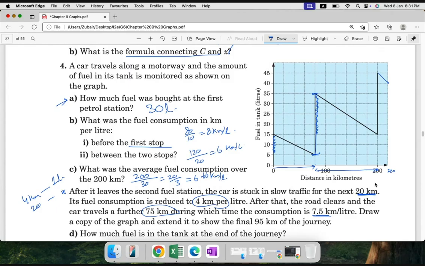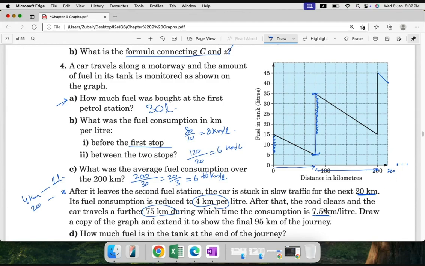Sorry, 7.5 is already distance. I'm looking for a good stop, like 7.5 and 7.5 will be 15. One full box and one half box. Let's say this is one full box, and this is the midpoint. So basically, it would cover 15 in 2 liters.